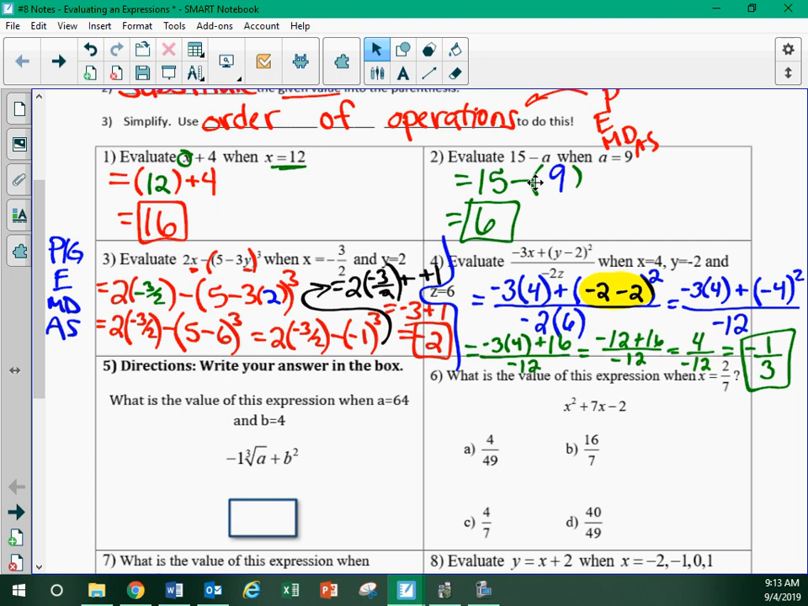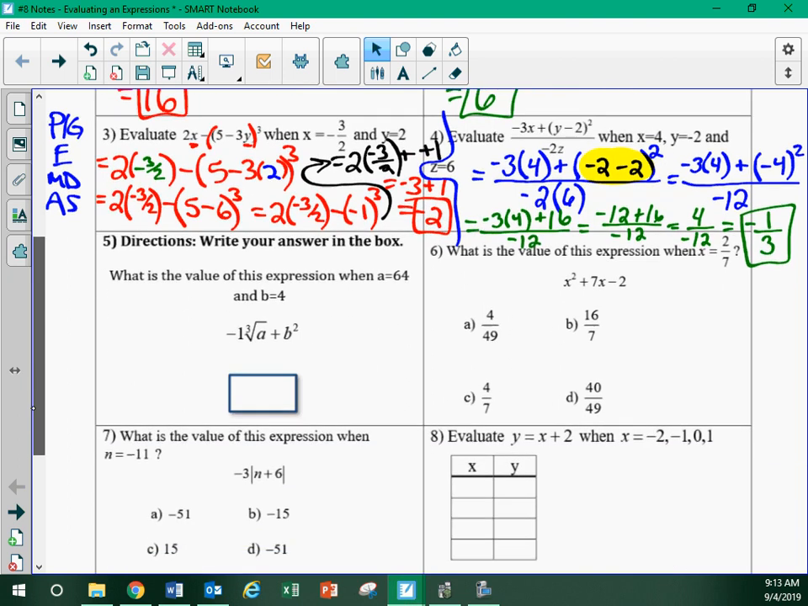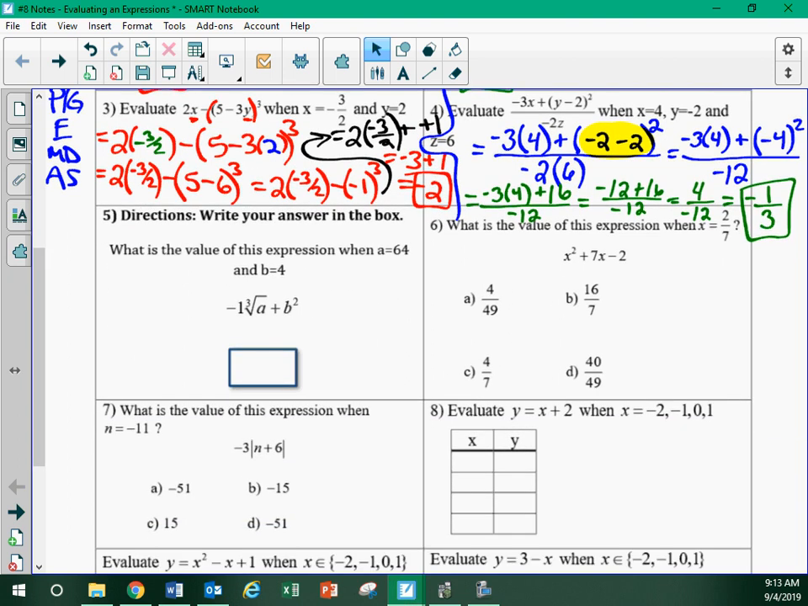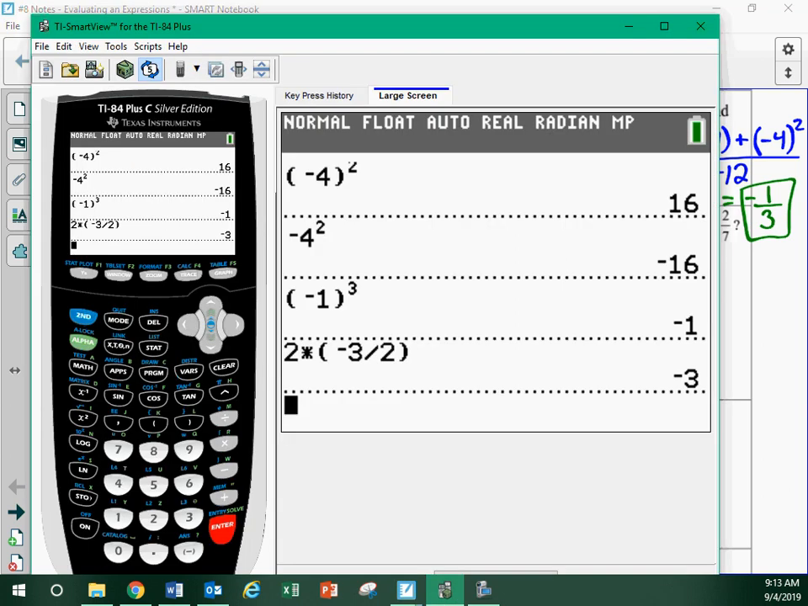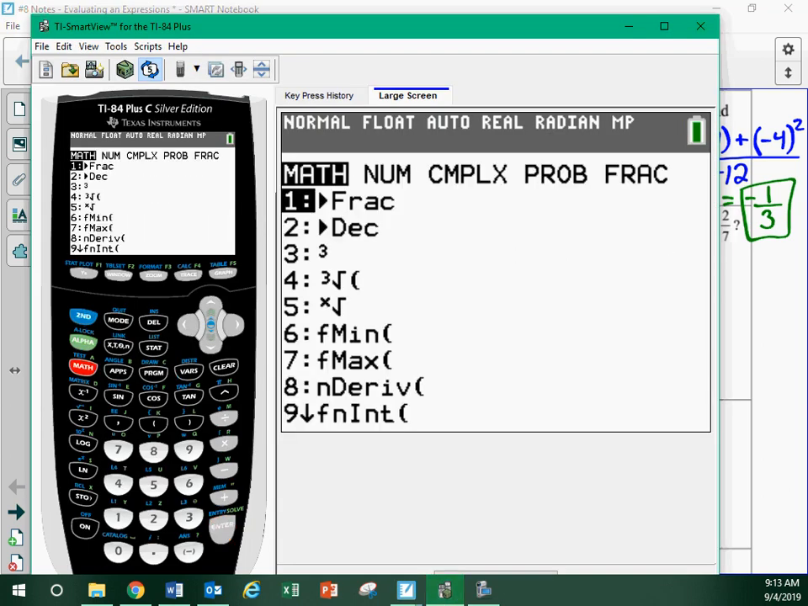All right, I want you guys to go ahead and try number 5 and number 6. So those are kind of big. Let's start off with just number 5, because number 6, that fraction is kind of weird. So I want you to try number 5. And just a reminder, this cube root here, we want to hit math. It's option 4. Okay, so math option 4 to get that cube root.